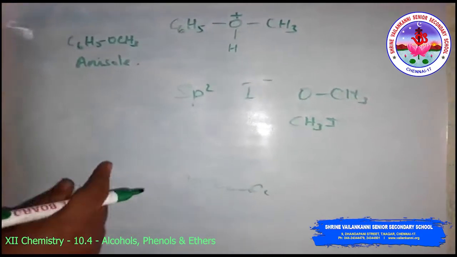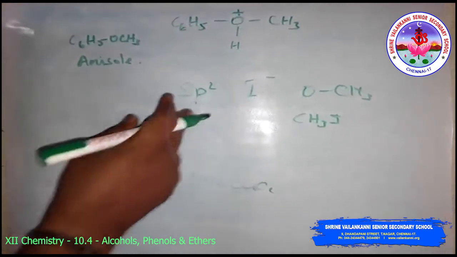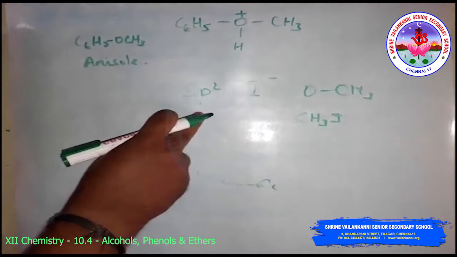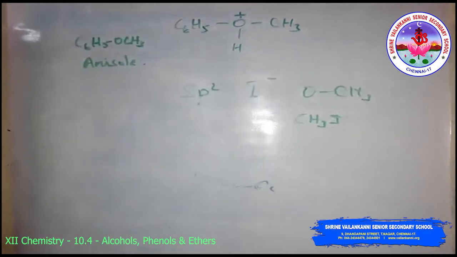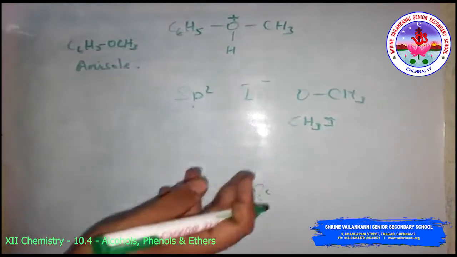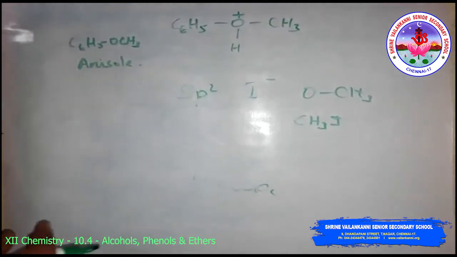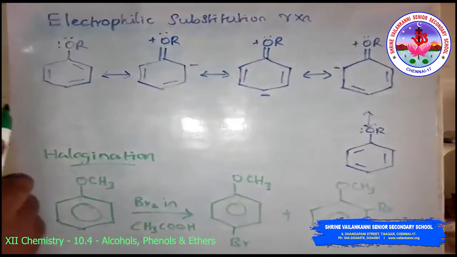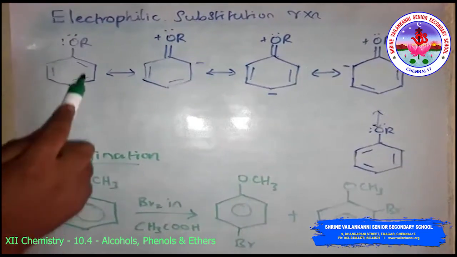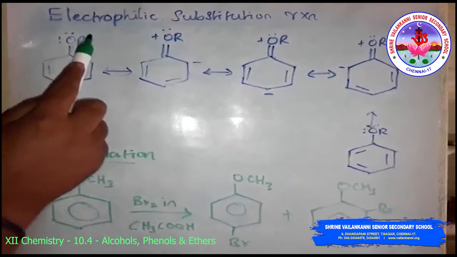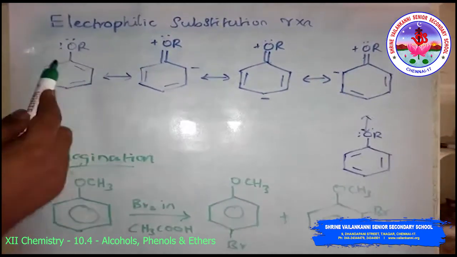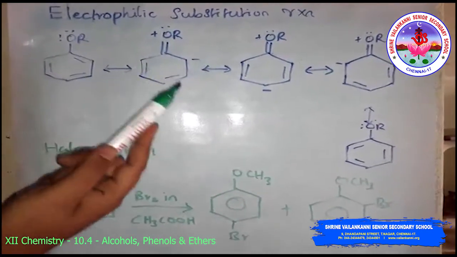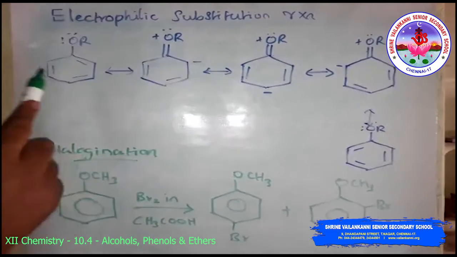Phenols do not react to give halides because of the sp2 hybridized carbon atom. A phenol cannot undergo nucleophilic substitution reaction for conversion to halide. Then the electrophilic substitution reaction: the alkoxy group, that is the OR group, is ortho-para directing and activates the aromatic ring towards the electrophilic substitution reaction, the same way as in phenol.